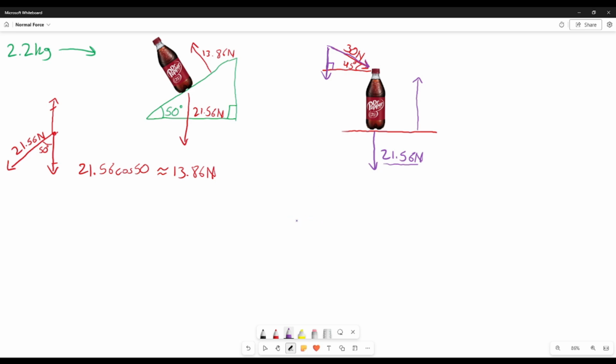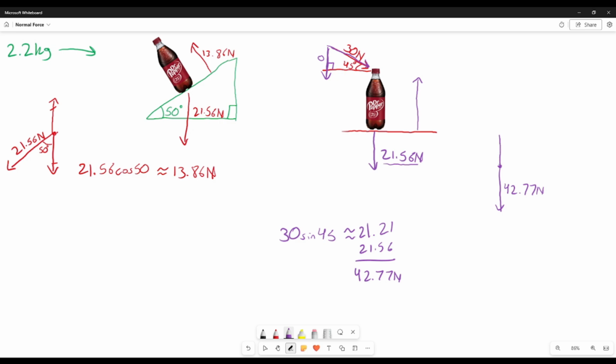So this time, because the 45-degree angle is the opposite angle of our vector here, we're going to do 30 times the sine of 45, and that's going to give us approximately 21.21. Now we need to add that to 21.56 to give us 42.77 newtons, and that is the total downward force acting on this bottle.